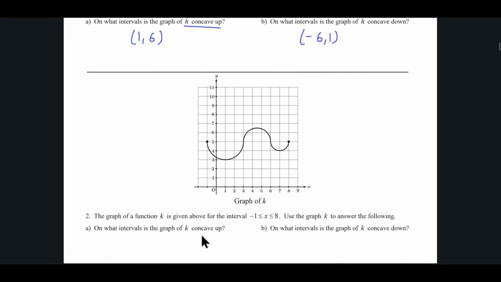Same type of question, concave up and concave down. It's pretty straightforward, I believe. This is smiling in nature, then frowning in nature, and then smiling in nature. So I have shaded the smiling pieces, just concave up. So concave up will be from -2 to, I believe, 3, union 6 to 8, that's concave up, and concave down will be 3 to 6, right? So this is the concave down portion.